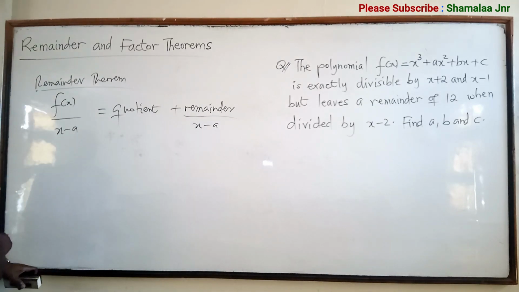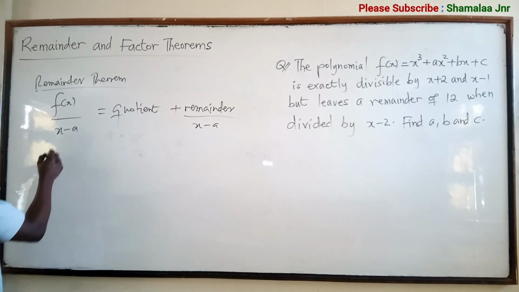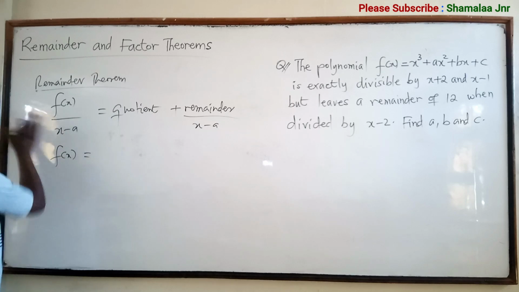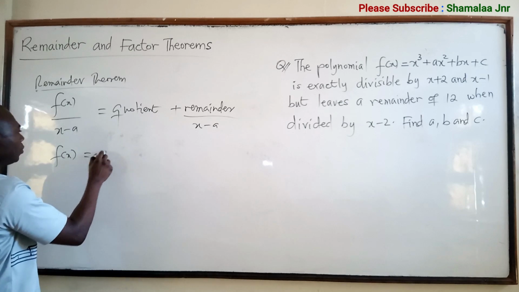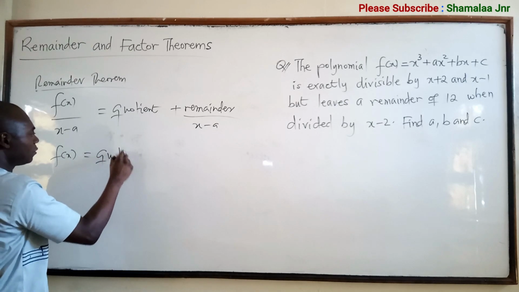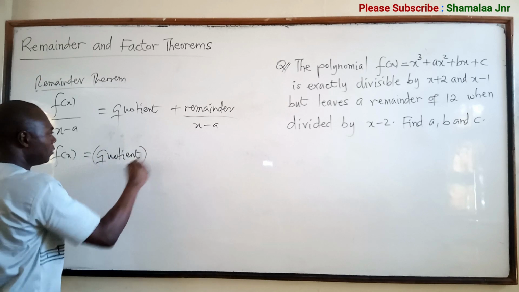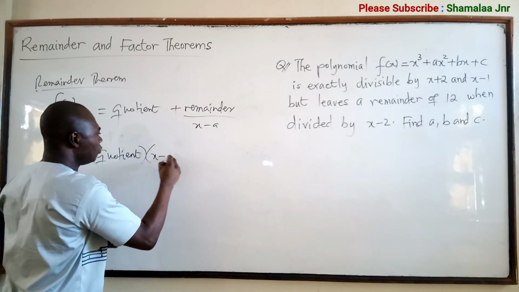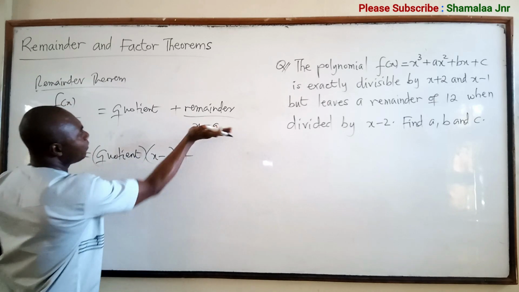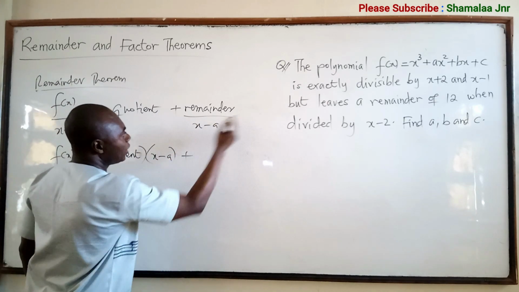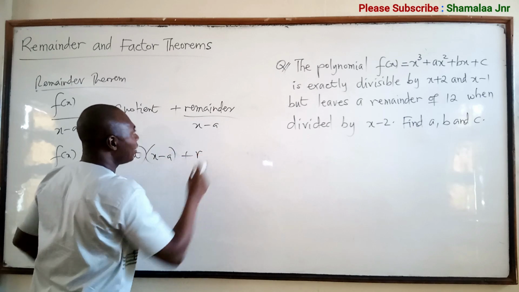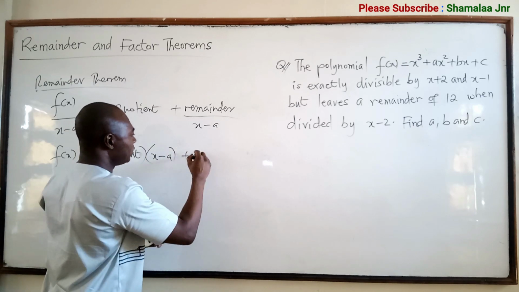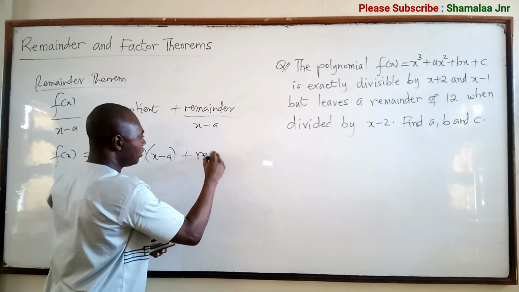Viewers, if you decide to multiply through by x minus a, you are going to have f of x, because x minus a will cancel this one. It is equal to quotient times x minus a, because you are multiplying through by x minus a, plus, when you multiply the remainder term by x minus a, it will cancel x minus a, so you are going to have remainder.